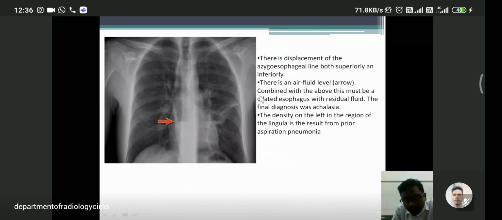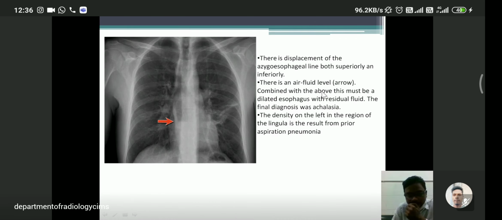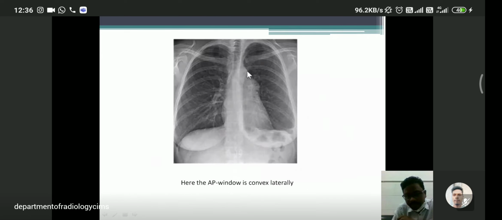So this is the normal type of aortopulmonary window. This is the aortic knob. This is the pulmonary trunk, and between these, this concave structure is the aortopulmonary window. In this X-ray we can see there is convexity, so there is some abnormality.